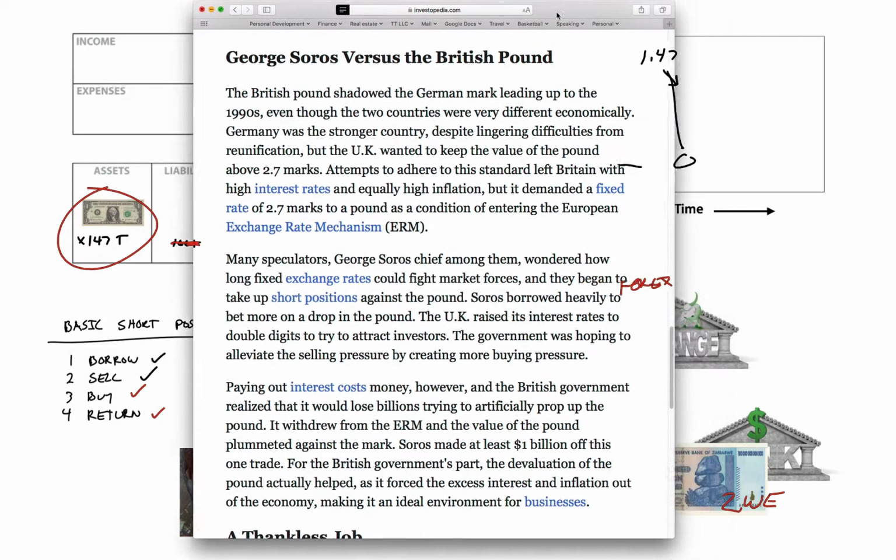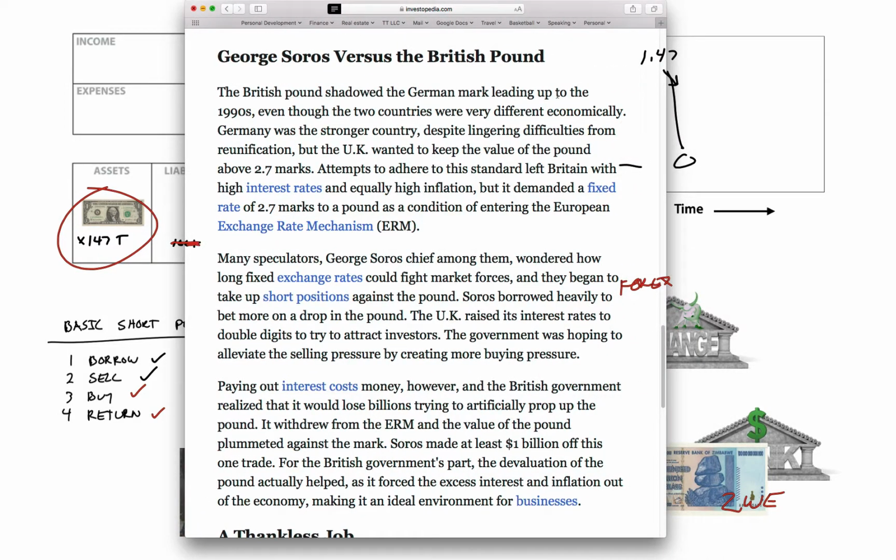Let's just take an example of this. The British pound shadowed the German mark leading up into the 1990s, even though the two countries were very different economically. Many speculators, George Soros chief among them, wondered how long exchange rates could fight market forces. And he began to take up what kind of position? A short position against the British pound. Soros borrowed heavily to bet more on a drop in the pound. So he's betting on it going down. Makes sense? Soros made at least $1 billion off of this trade.